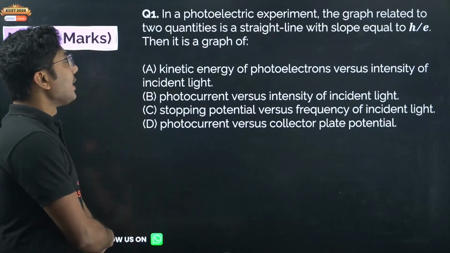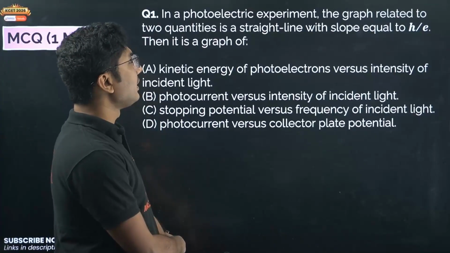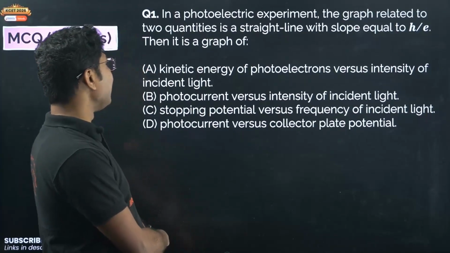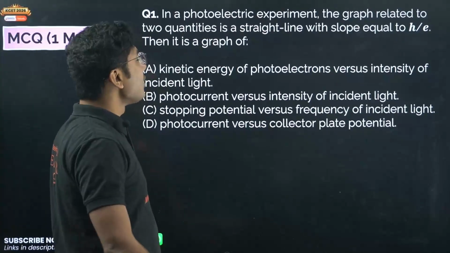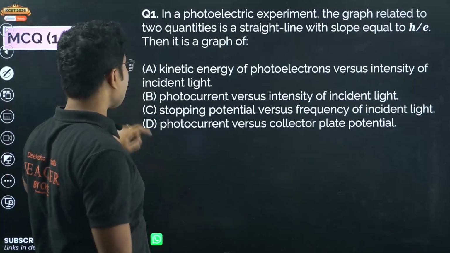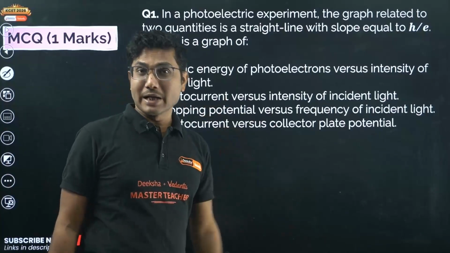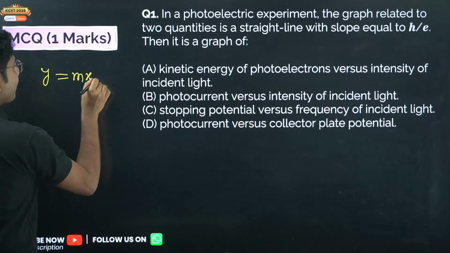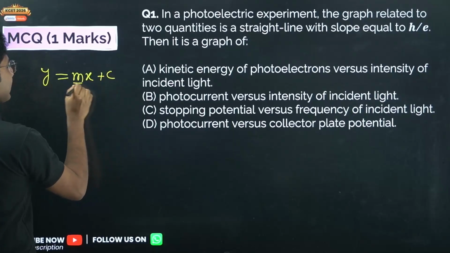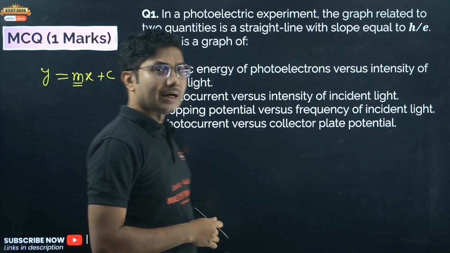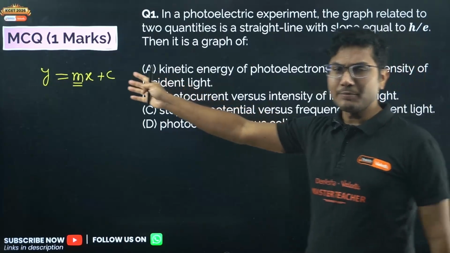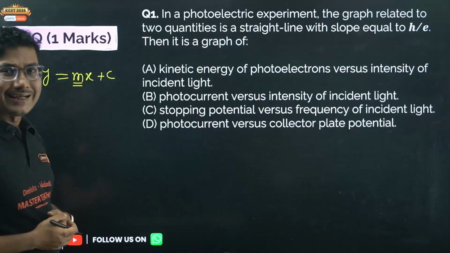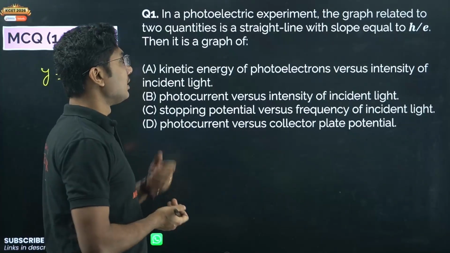First question. In a photoelectric experiment, the graph related to two quantities is a straight line with the slope equal to h by e. Then it is a graph of, very interesting. So how do we know which quantity is graphed, and how to determine the slope? If we can write the equation like y = mx + c, then we know that m represents the slope and c represents the intercept, right? That is the equation of a straight line. If we can write it like this, then we can find the slope as well as the intercept. So here they are asking about the slope.